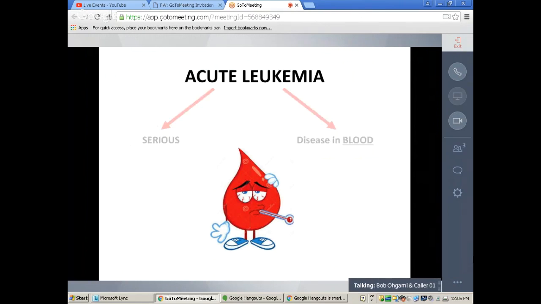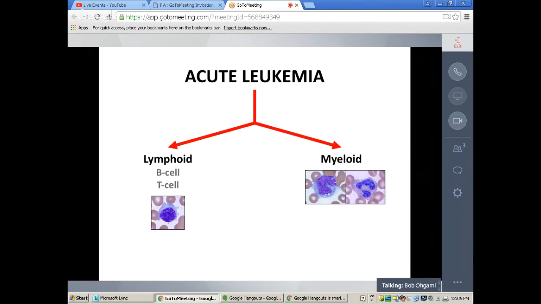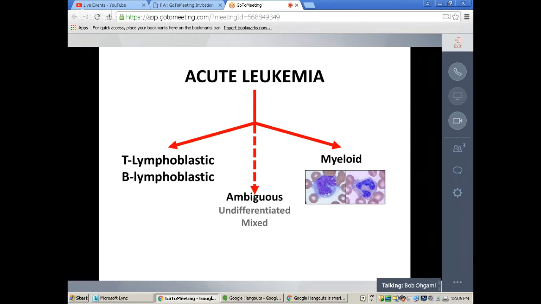Acute leukemia is a serious disease in blood. We all understand that acute leukemias can be divided into different lineages: lymphoid lineage, the T-cell type, myeloid lineage, or if you don't fall into myeloid or lymphoid, you might fall into an ambiguous category. These are known to us as T lymphoblastic and B lymphoblastic leukemias, ambiguous lineages, and then also acute myeloid leukemias.